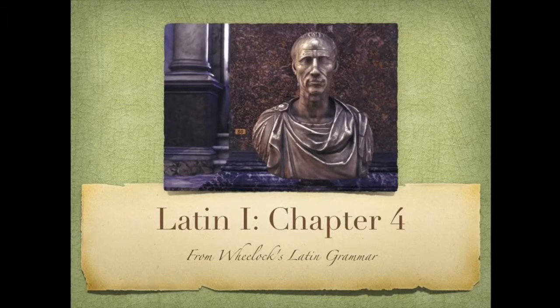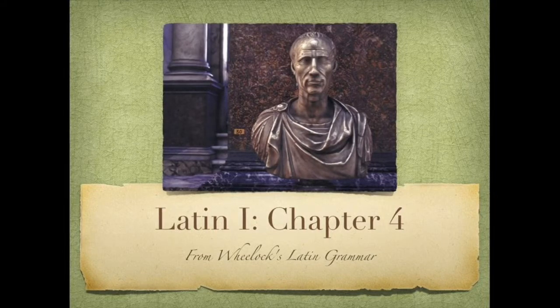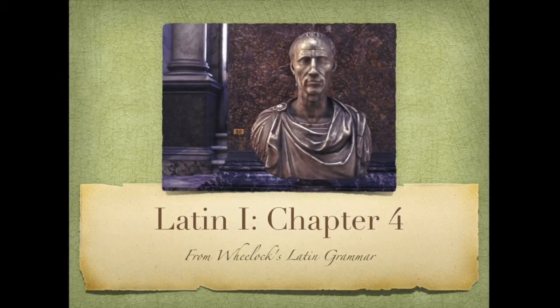Salvete, and welcome back to our overview of Chapter 4 from Wheelock's Latin Grammar. In this chapter, we're going to look at second declension neuter nouns and adjectives, plus the verb to be. So let's go ahead and get started.